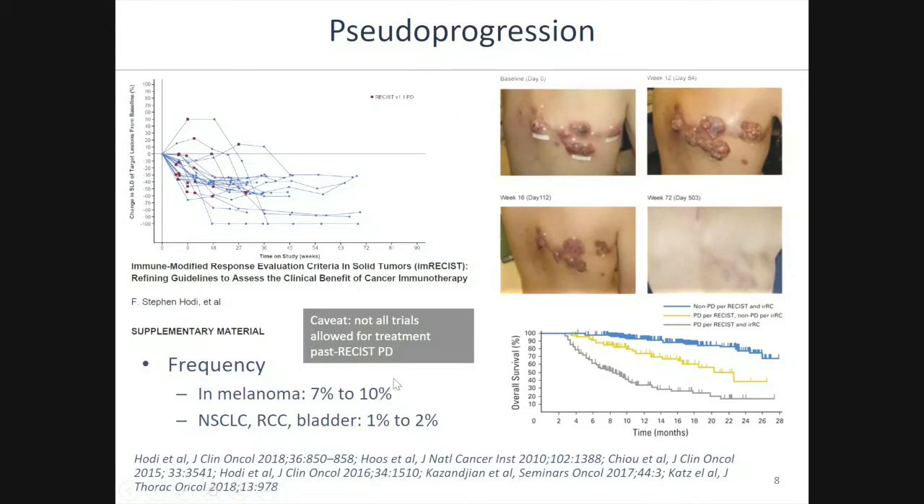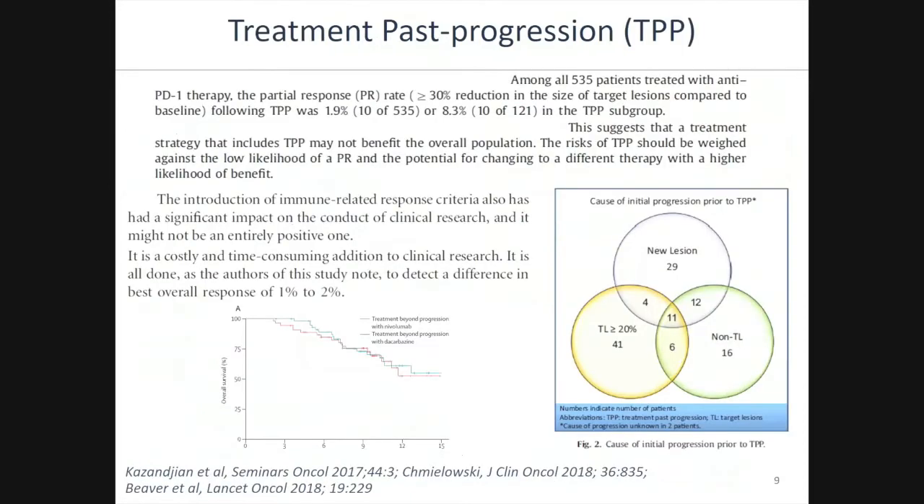So in melanoma, this is certainly more frequent than in other tumor types, I would say between 7 and 10%. And in other tumor types, such as non-small cell lung cancer, renal cell carcinoma, bladder cancer, and others, it's more like 1 to 2%. Now, the percentages depend on how you define the denominator of this, and I'll come back to that again in the next slide. One caveat in these analyses is that not all trials have allowed for treatment past progression. So this is, in fact, not yet so well known as we might like to think.